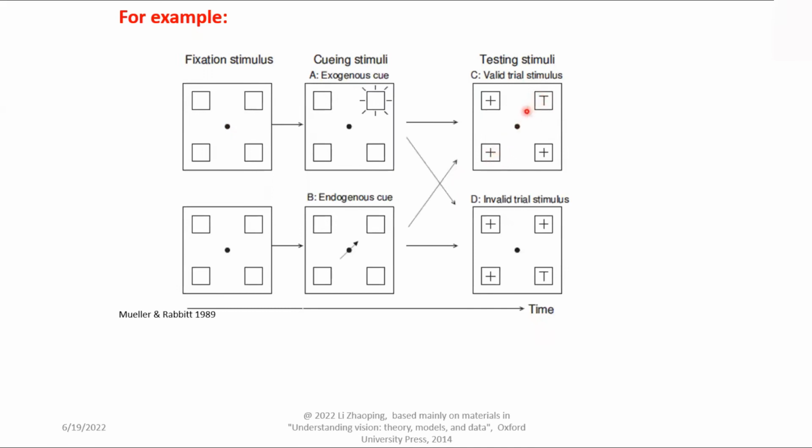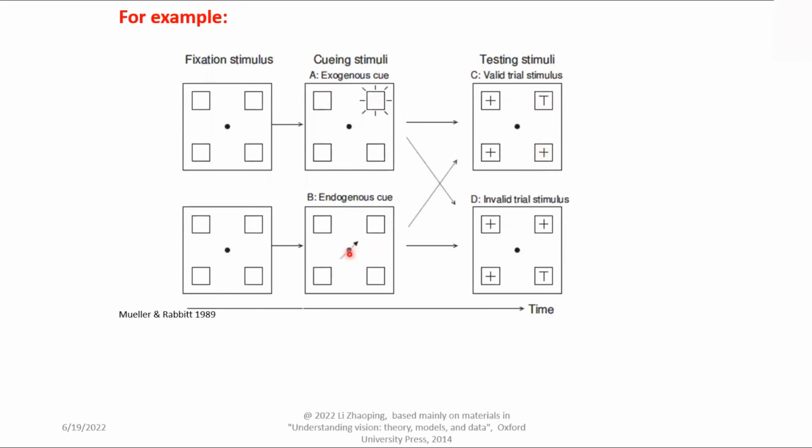You can make your attention go there by having a light flash there just before it appears. Then your attention will automatically go there just by that flash, even if your gaze doesn't go there. But if it flashes there and the T is here, then you will do worse. So you can see the difference.